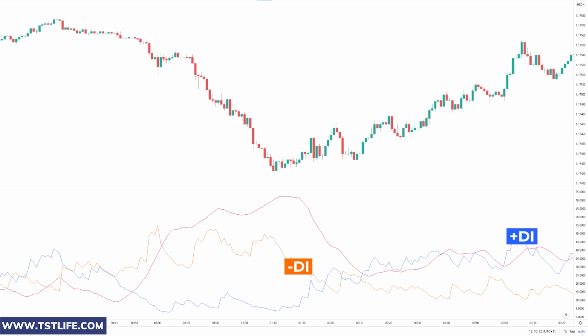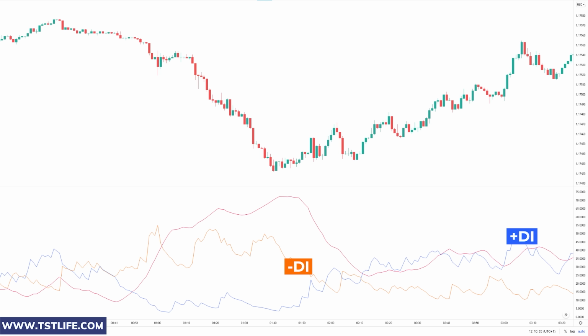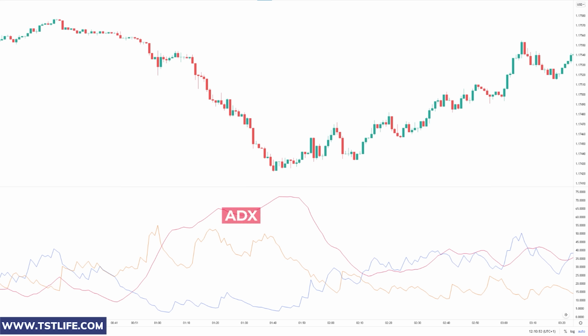In general, the larger the spread between the two primary lines, plus DI and negative DI, the stronger the price trend. If plus DI is way above negative DI, the price is on an uptrend. On the other hand, if negative DI is way above plus DI, then the price trend is strongly down. The ADX measures the strength of the trend, either up or down.